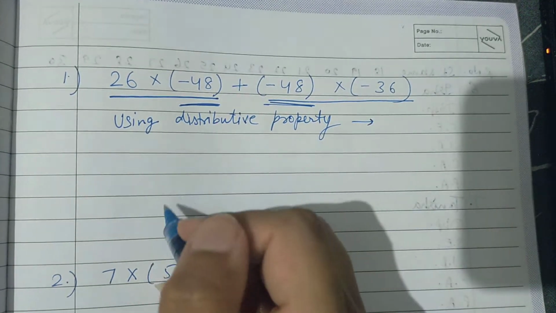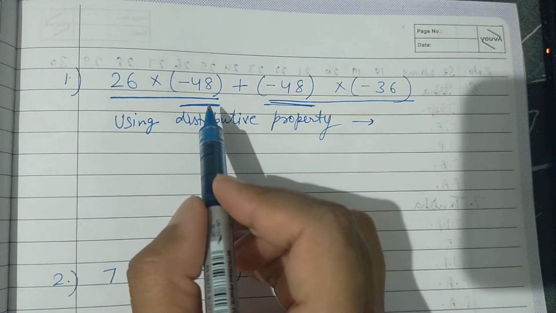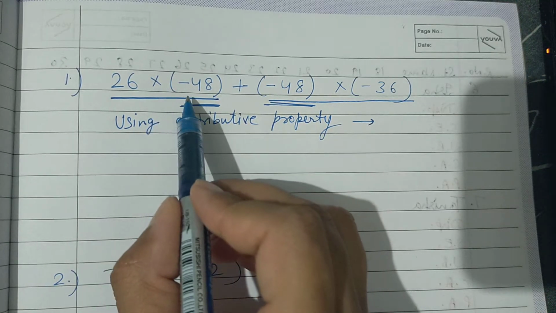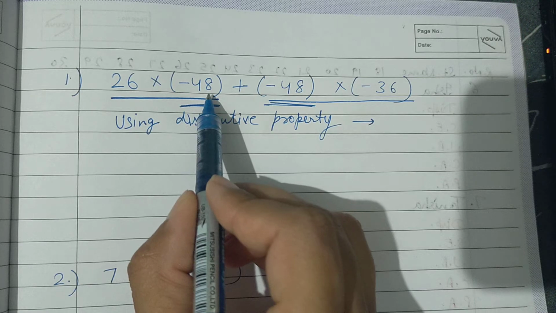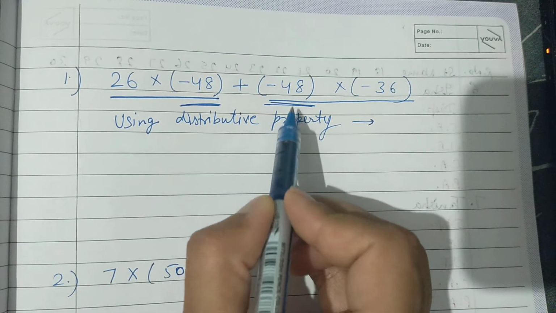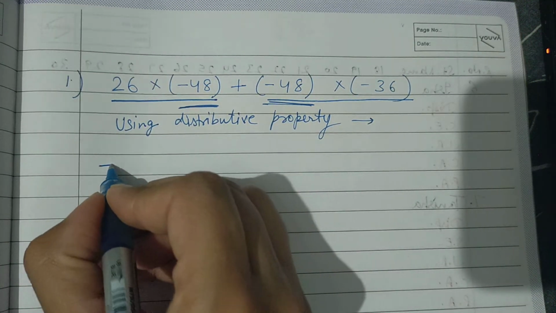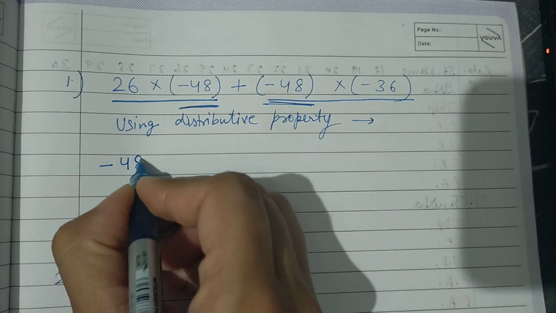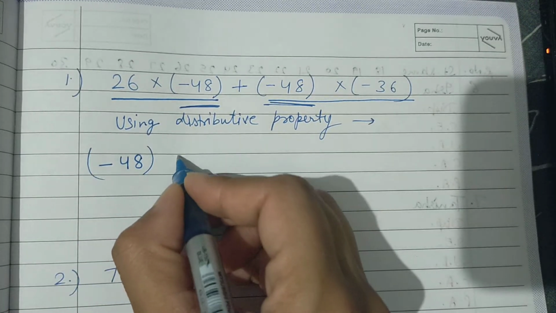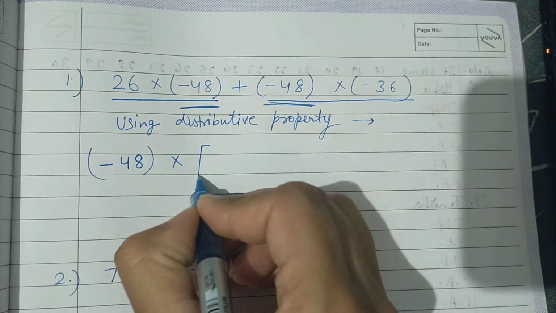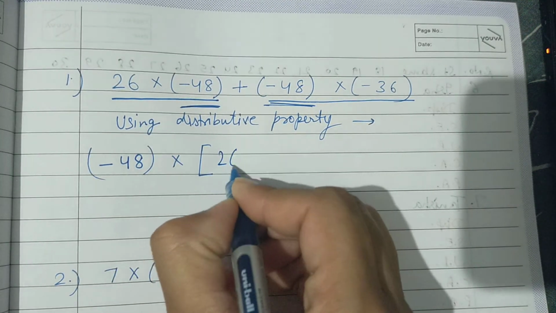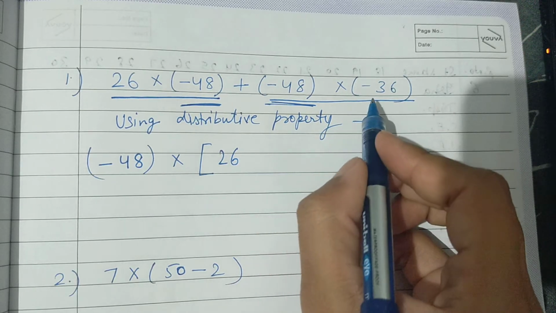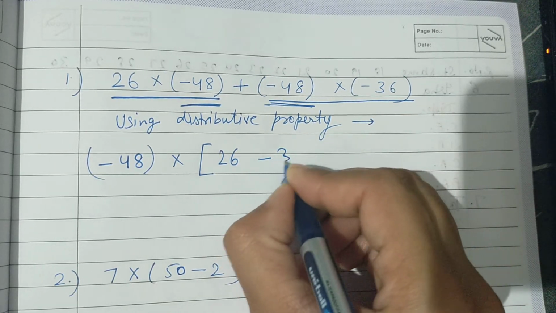So what this property says, that we can take out the common. What is common? Minus 48. Minus 48 is written here and here also. So minus 48 is common. So take out minus 48. Then what will be left in the bracket? Here 26. Here minus 36.